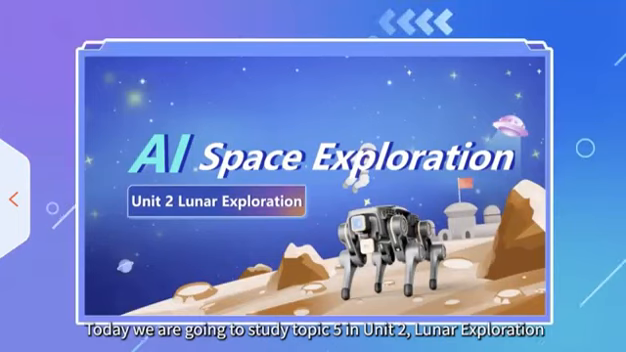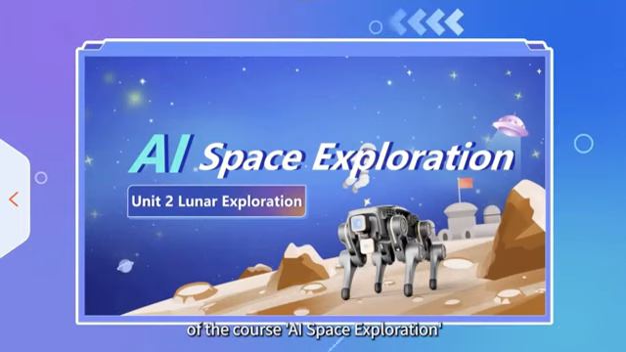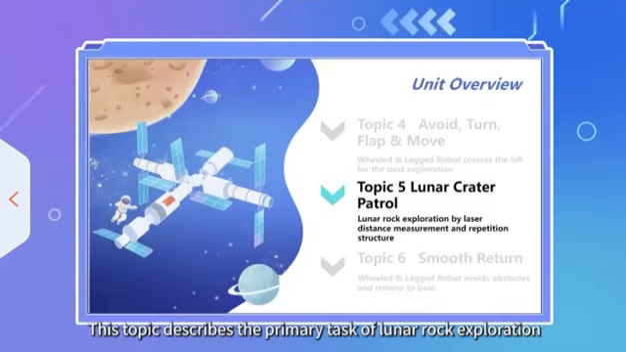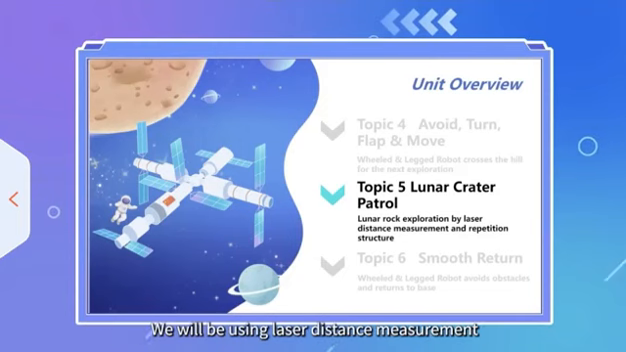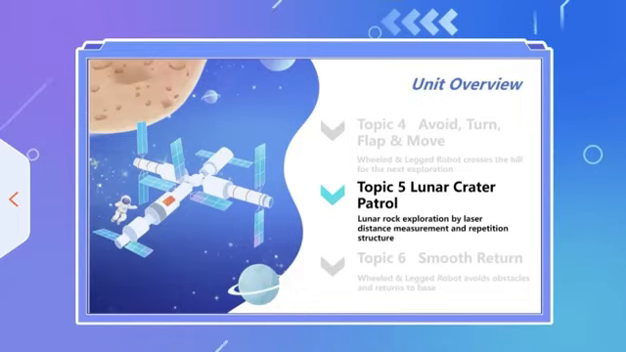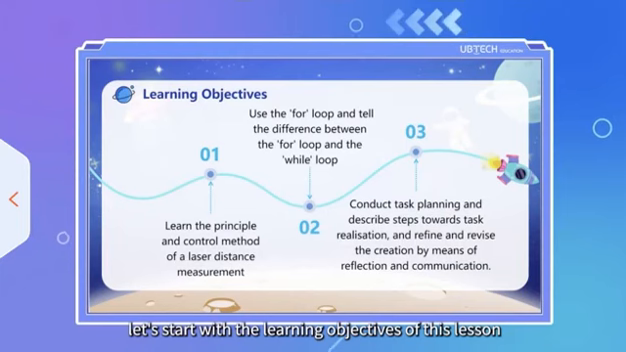Hello class! Today we're going to study topic 5 in Unit 2, Lunar Exploration of the course AI Space Exploration. This topic describes the primary task of lunar rock exploration. We will be using laser distance measurement and the repetition structure. First, let's start with the learning objectives of this lesson.